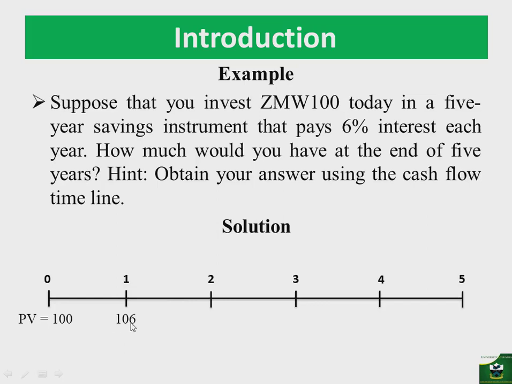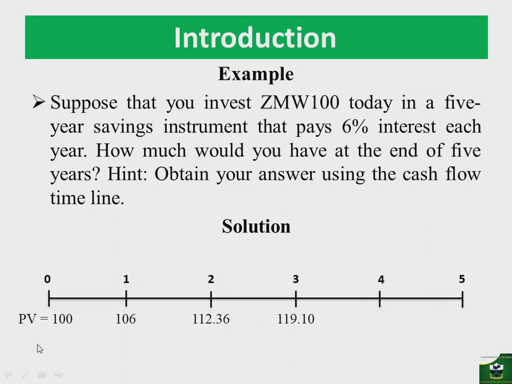And if we go to the second period, the money that we are going to invest this time around will be 106. So we get 6% of 106, which will show us that what we have will be 106 multiplied by 1 plus 0.06. So this is the part that we're using to adjust this 106 to how much it will be worth at the end of the period. So if we do that, we will have 112.36 kwacha.